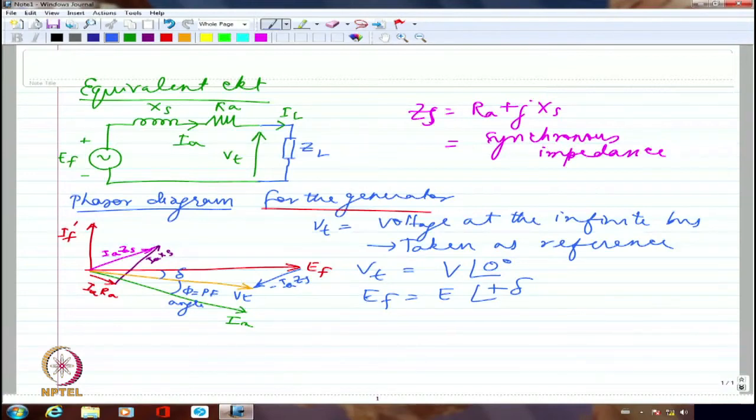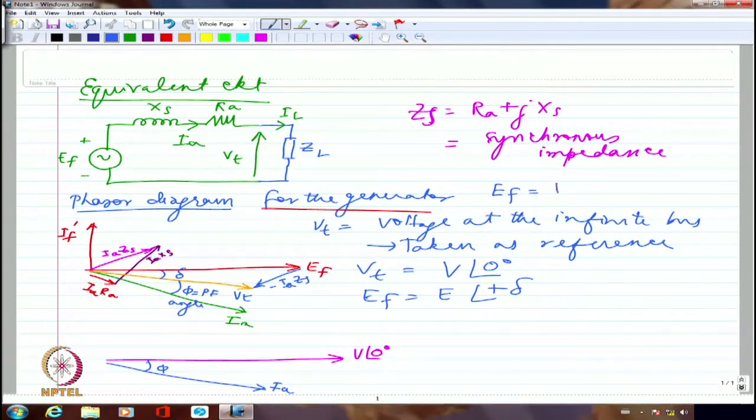On the other hand, if I try to draw a similar thing for the motor, again let me draw, maybe this is my V angle 0. I'm starting with V angle 0. If I have V angle 0 like this, the current drawn by the armature is going to be somewhere here, which is IA, and this is going to be my power factor angle phi. In the case of generator, we said that EF is equal to VT plus IA ZS. All these things are vectors, phasors rather.